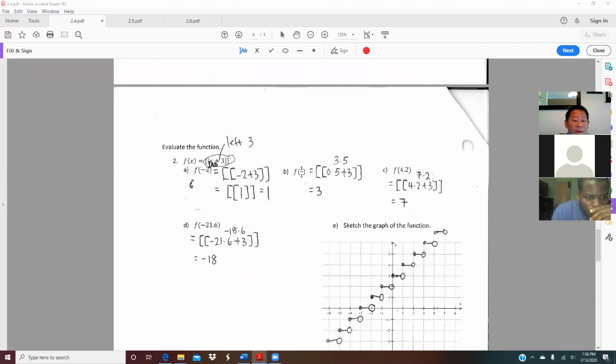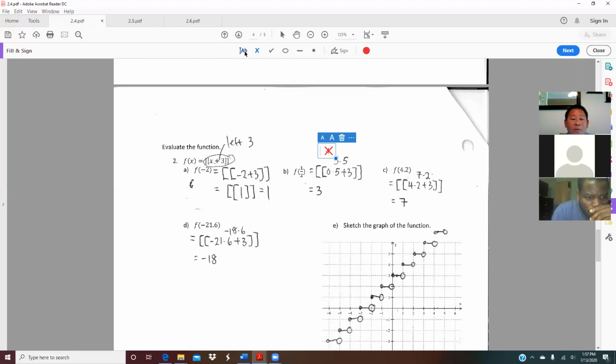So this is the greatest integer of x plus 3. What happens if the question wants to find f of -2? You plug -2 here, and -2 plus 3 is 1. So f of -2 is 1. For f of a half, you put a half over here, and a half plus 3 is 3.5. So what is the greatest integer for 3.5? It's not 4, so don't put 4 here. You will get it wrong. Your answer should be 3. For 4.2, you plug in 4.2, so 4.2 plus 3 is 7.2, so the greatest integer in this case is 7.